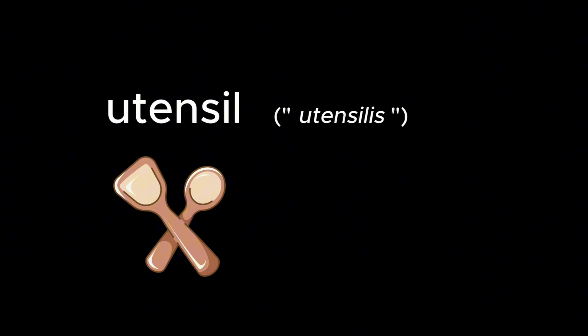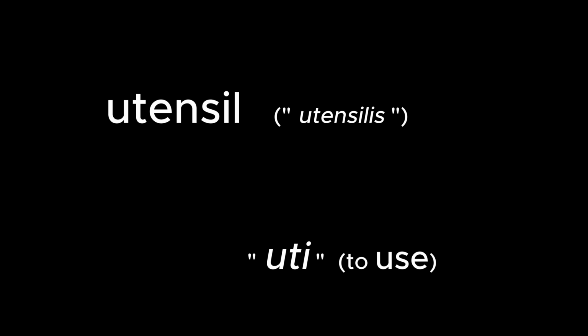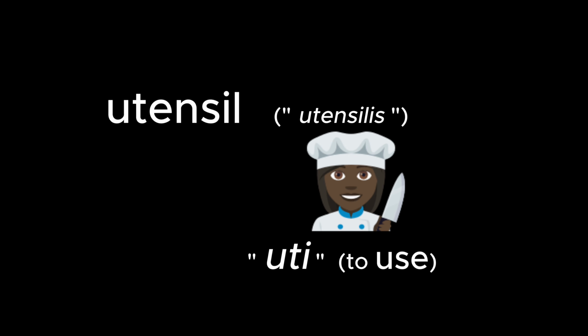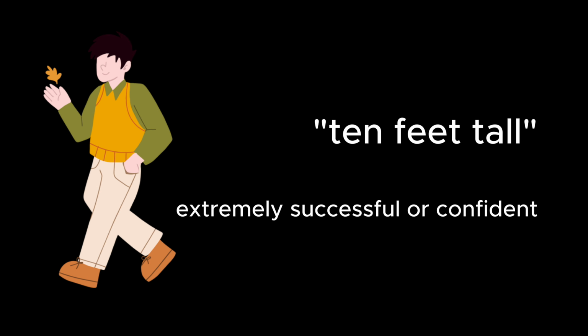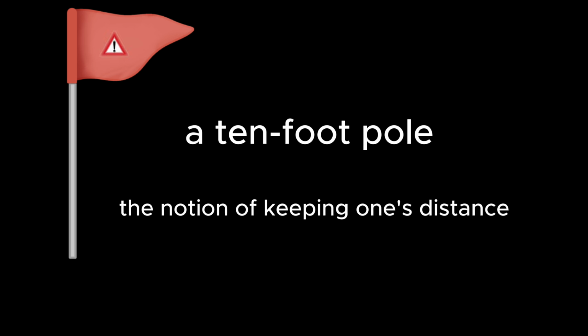Speaking of extension, utensil comes from Latin utensilis, derived, as I already mentioned, from uti, to use. Utensils are any number of tools used, albeit now limited to cooking in English. What is a utensil, after all, but an extension of one's arm, not to mention that which serves or attends? Even the number 10 can be used metaphorically to mean extended, 10 feet tall, feeling extremely successful or confident. A 10-foot pole, the notion of keeping one's distance.